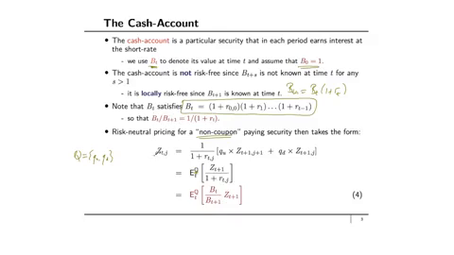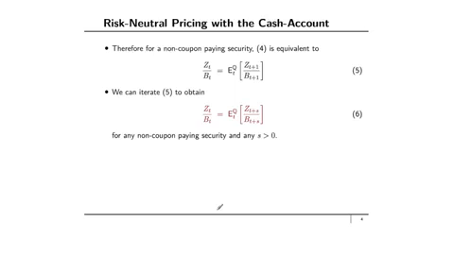So therefore, I can write the value of the non-coupon paying security at time t as being the expected value at time t under Q of Z_{t+1} multiplied by B_t over B_{t+1}. So rewriting equation 4, I can just bring the B_t over to the left-hand side and I get this expression here. This is an important expression, but I can go a little bit further. I can actually iterate it to get the following.